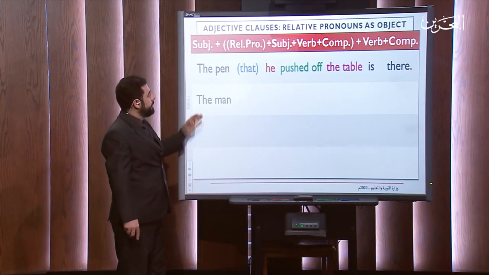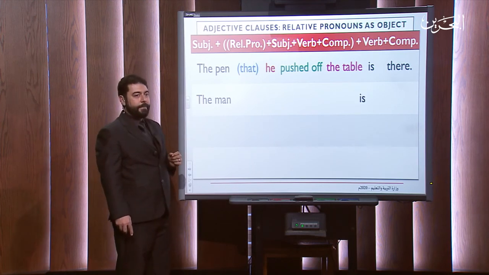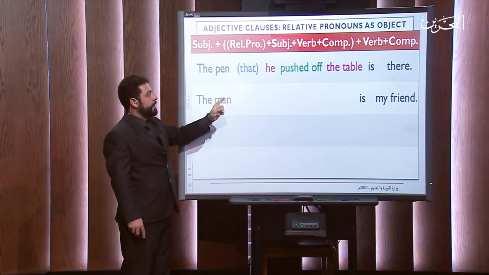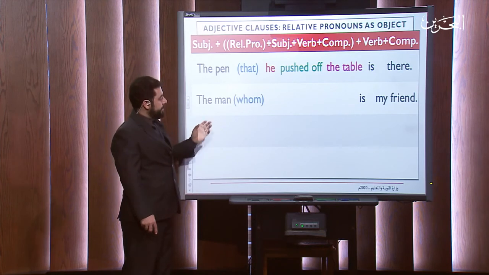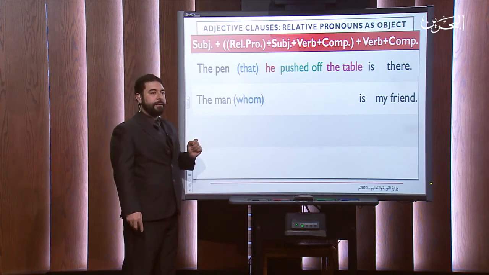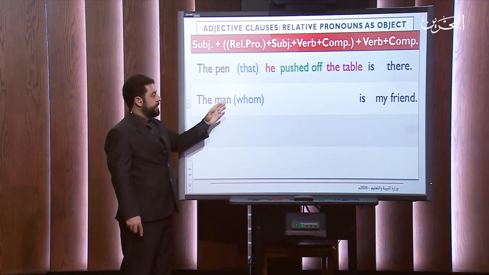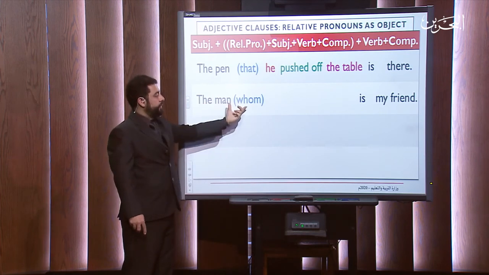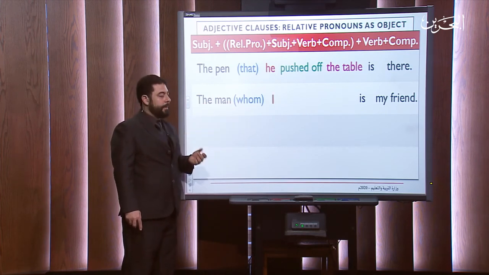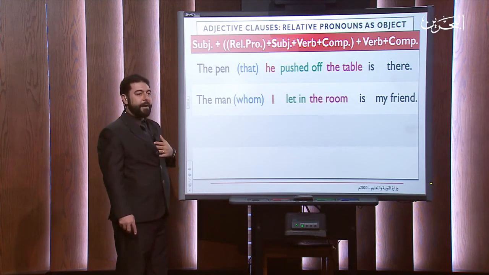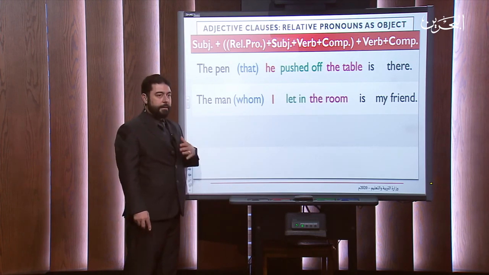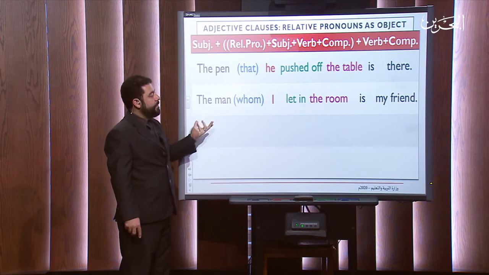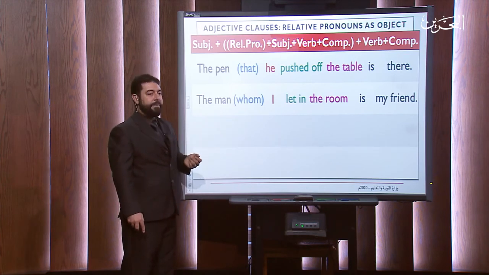Okay, let's check another one. Subject, the man. The man is my friend. I would like to use an adjective clause, but this time the relative pronoun should be an object. So I say, the man whom. We cannot say who. If we use the relative pronoun as a subject, we say who. But as an object, it should be whom. The man whom I let in the room is my friend, because I is the subject, okay? I let the man in. The man whom I let in the room is my friend.